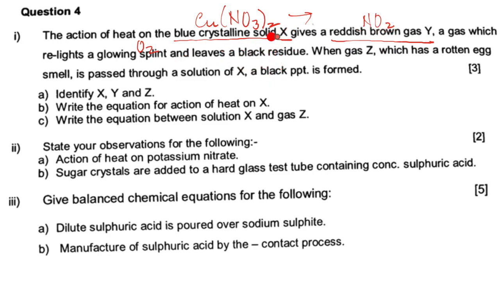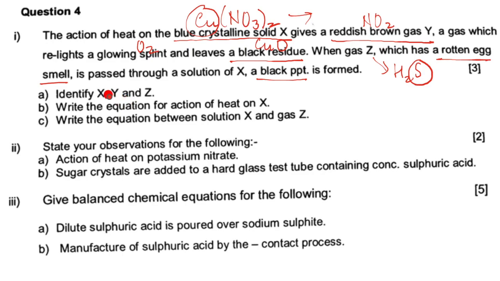Remember the reactions, you have to learn them by heart. It leaves a black residue, means that is your CuO. When gas Z, which has a rotten egg smell, now which gas has rotten egg smell? It is hydrogen sulfide, right? When it is passed through the solution of Cu(NO3)2, what we will get is Cu combining with this sulfur. You will get copper sulfide, and that is a black precipitate.